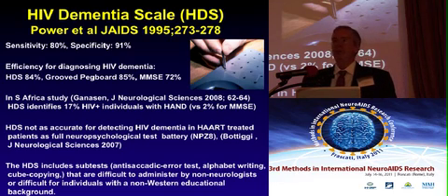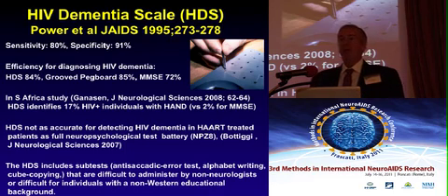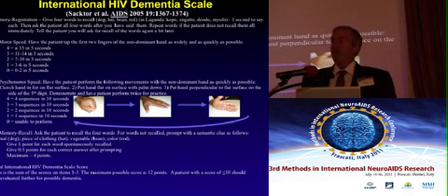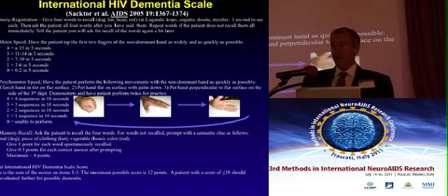In addition, the HIV dementia scale includes some subtests such as the anti-saccades test and the alphabet writing and cube copying tests that may be difficult to administer by non-neurologists or may be difficult for individuals with a non-Western educational background. So as a result, about 8 years ago, we developed some modifications to this for a screening test that could be used in the international setting.